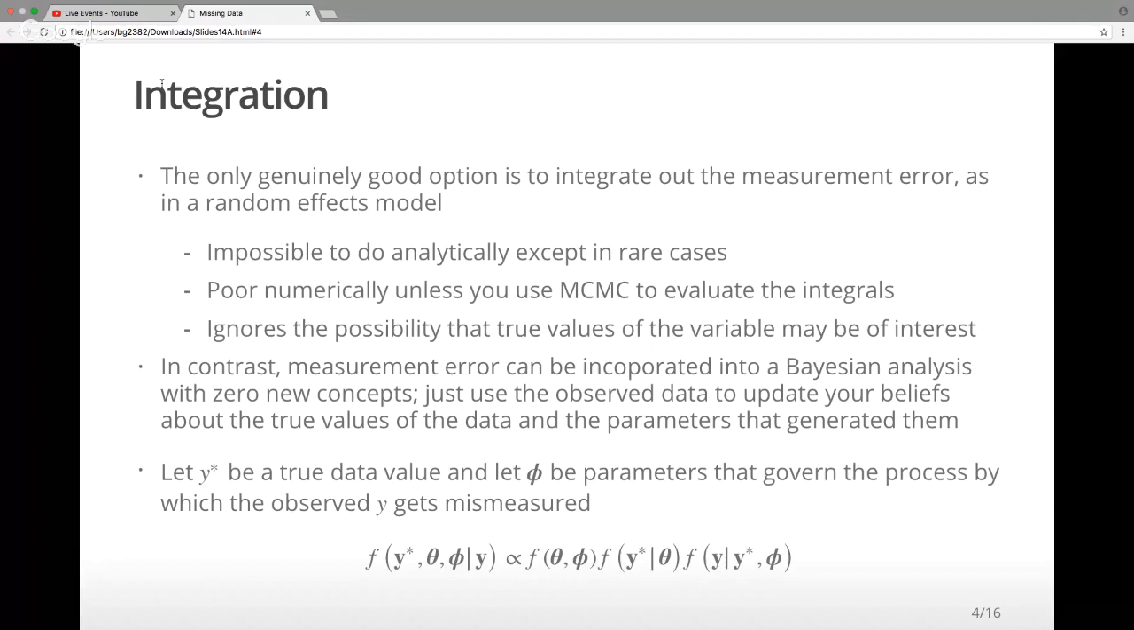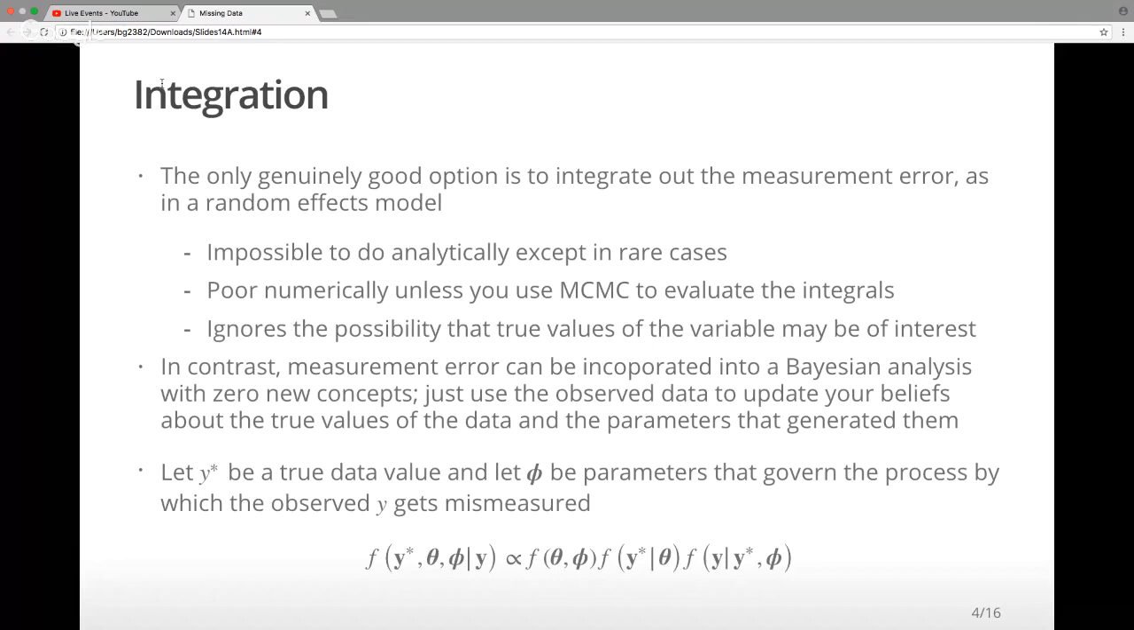And now we have the same setup that we had before, where we're just modeling Y, because Y and Y star are synonymous, and phi is known with certainty.